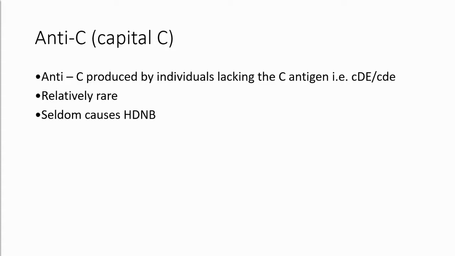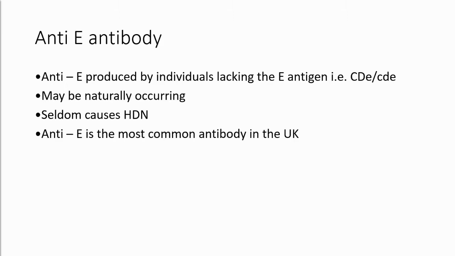Anti-capital C is produced by individuals lacking the capital C antigen. It is relatively rare and seldom causes hemolytic disease of the newborn. Anti-capital E is produced by individuals lacking the capital E antigen and may be naturally occurring, but seldom causes hemolytic disease of the newborn. Anti-capital E is the most common antibody in the UK.